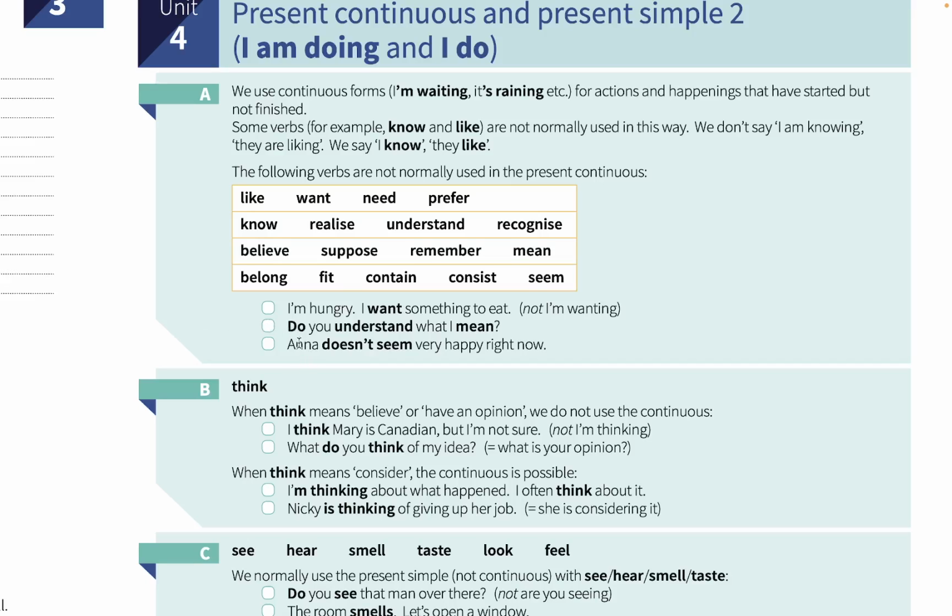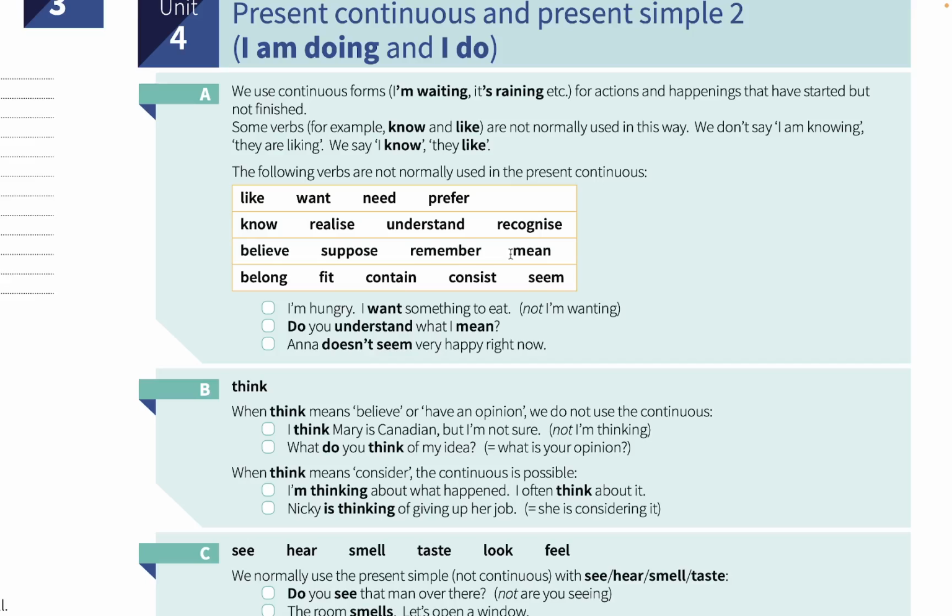Second example is, do you understand what I mean? So it's do you understand what I mean, not what I'm meaning, or do you understanding, or doing you understand what I mean? Third one is, Anna doesn't seem very happy right now. You already have doesn't here, so you don't need to add the ing. It's like seeming. Is that clear? Doesn't seeming? No, it's just doesn't seem, so you don't need to add the ing verb.